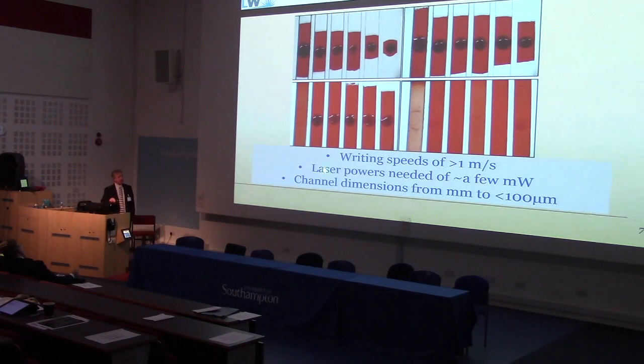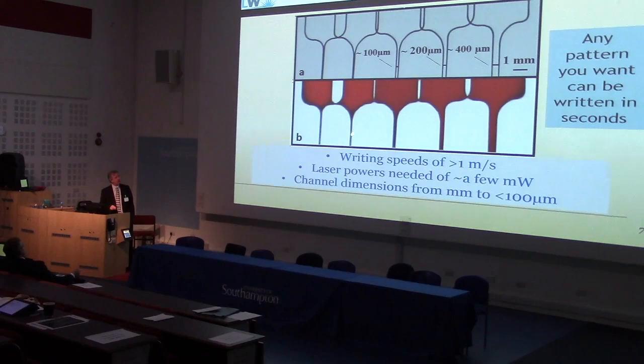The laser powers you need are about the laser power of this laser pointer. You focus it down to a very small spot with a lens, and you can write there and polymerize a channel. And dimensions here are millimetres down to 100 microns. 100 microns is the diameter of a human hair. So you can write multi-channels inside a paper strip. You can write 100 different tests, if you will, in a 10mm strip.